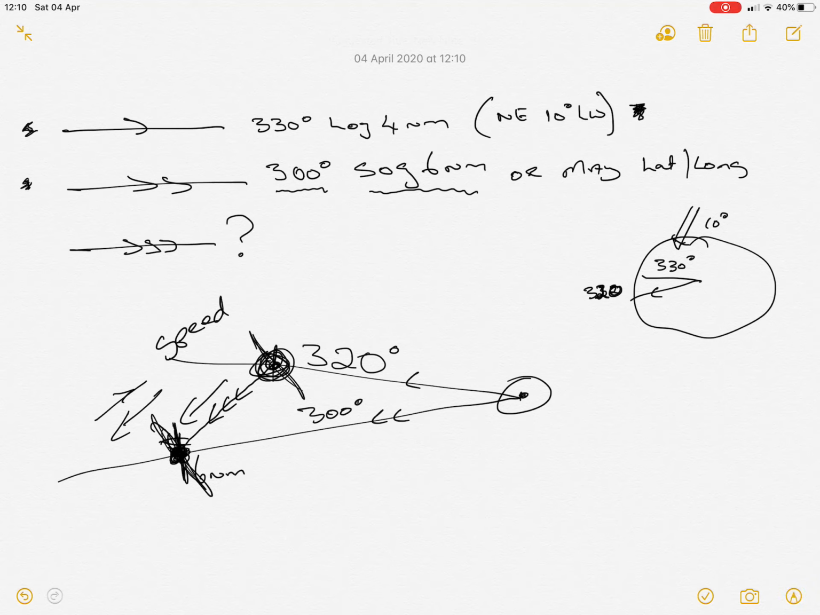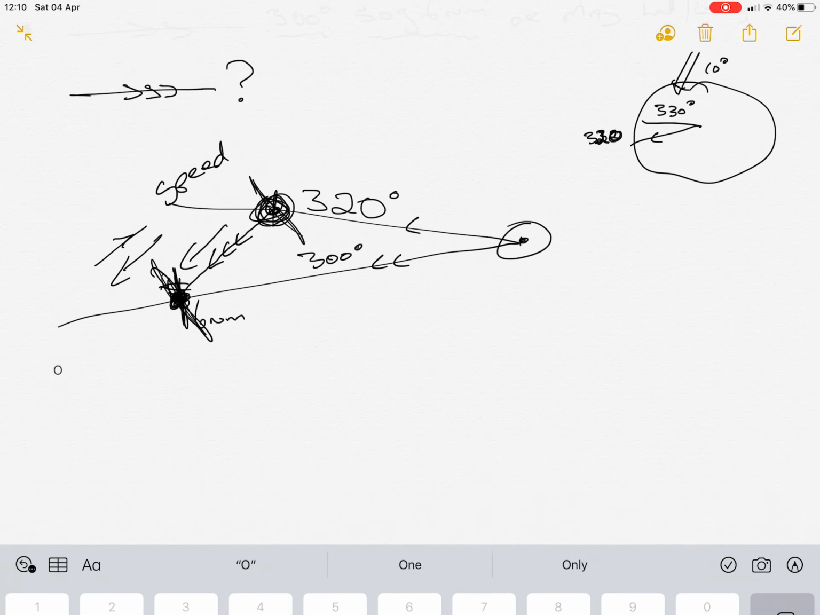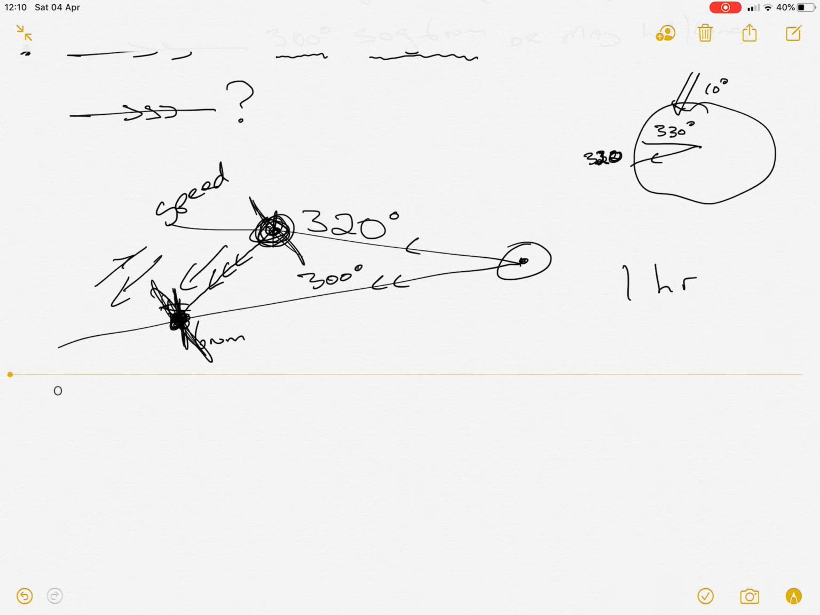In your coastal syllabus, this was all done in a 1 hour vector. You're going to need to do this in half hours or 40 minutes. Okay, I hope all that helps. Any questions, give me a shout.